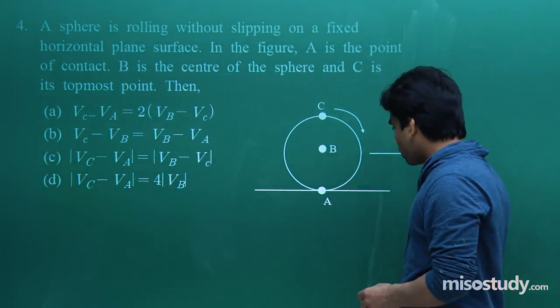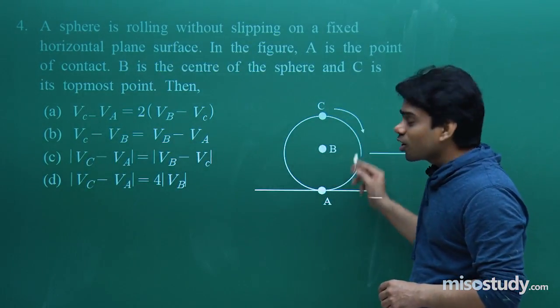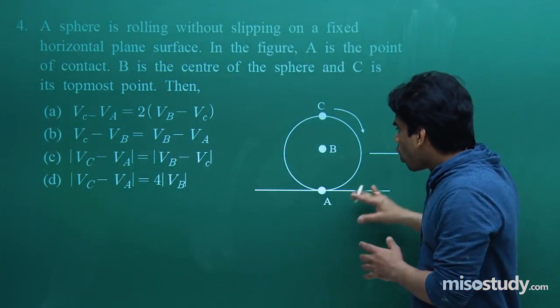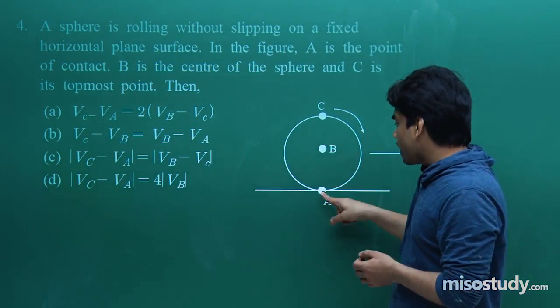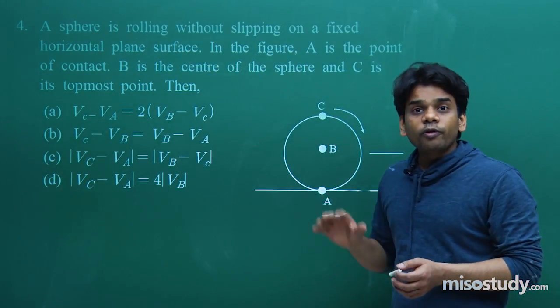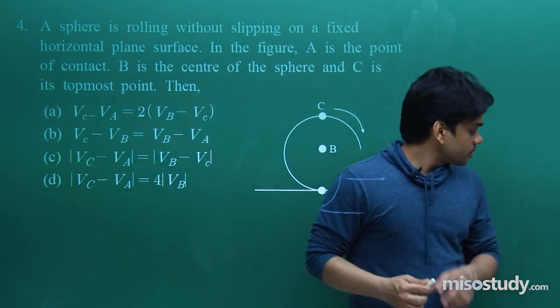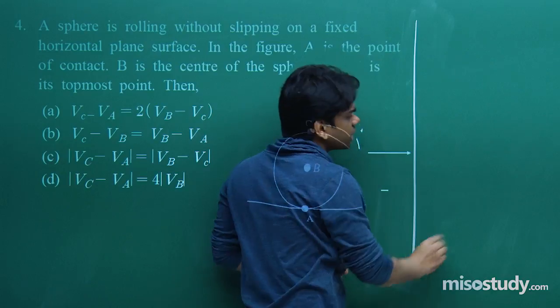Now see here how to solve such kind of questions. First of all, let me tell you, this case is not of a ring, it's a case of a sphere. All the particles are located on the various points of the spherical surface. A is the bottommost point, B is the center, C is the topmost point. So we have to relate all the three velocities in this case. Let's go ahead, let's see how we can proceed with such kind of question.